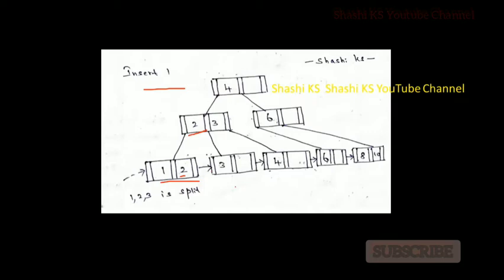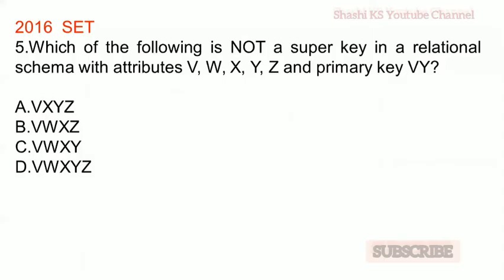So overall you had 4 leaf node splits. You also had a splitting of the internal node, but here in the question they are asking the total number of leaf node splits only, which is equal to 4 here. So 4 is the answer.